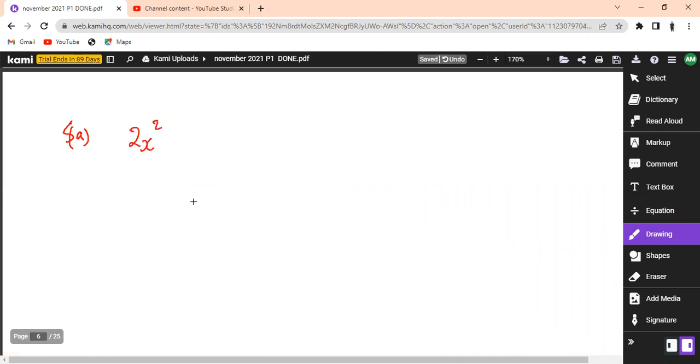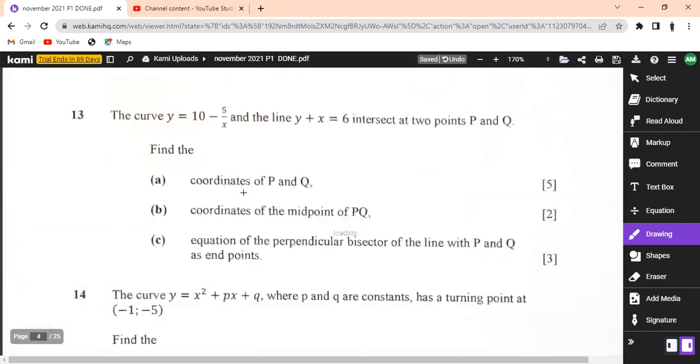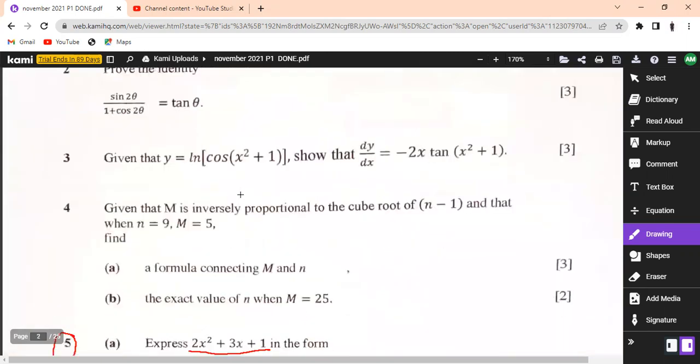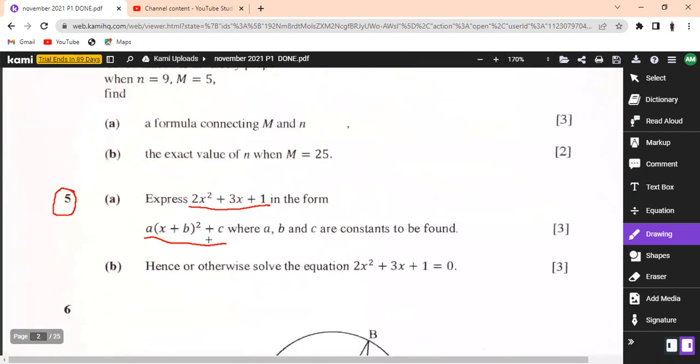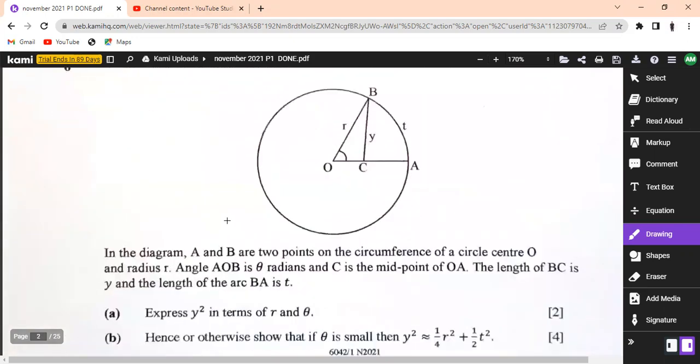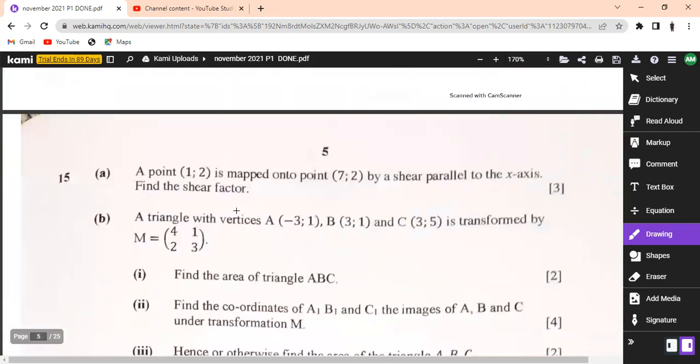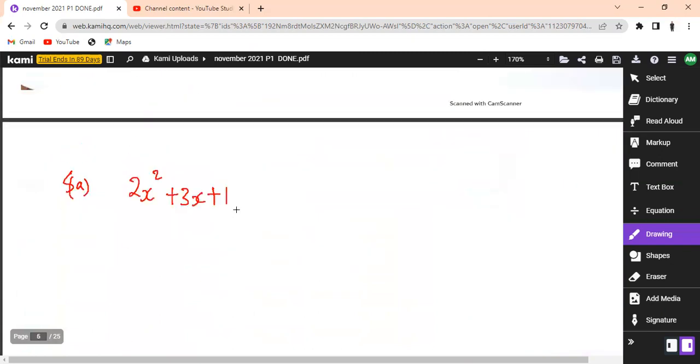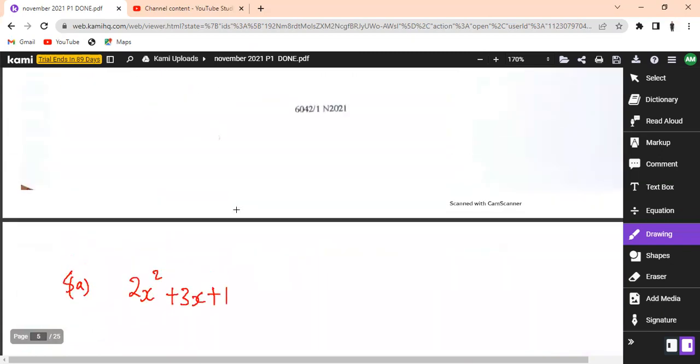This is 2x squared plus 3x plus 1. So take note of the format, guys, that we are given in this case. Let me just write it here like this. It is of this nature, that is a into x plus b squared, plus c. That is the format that we are given there.